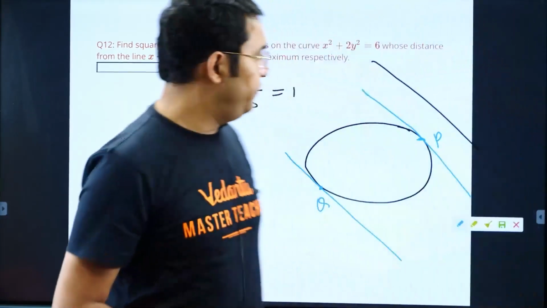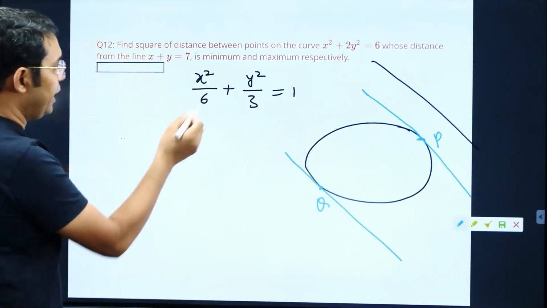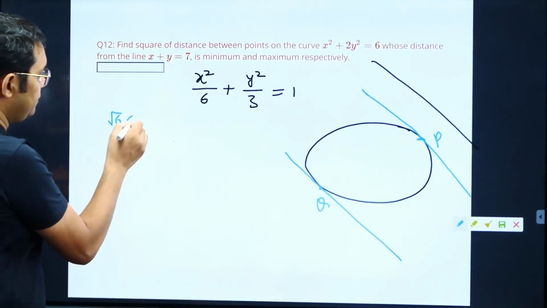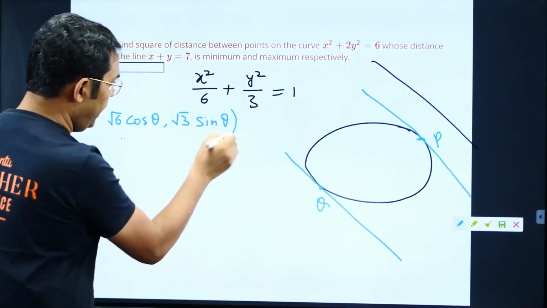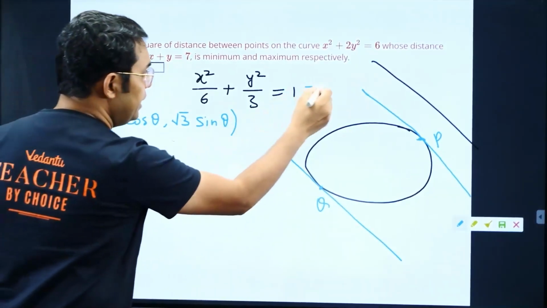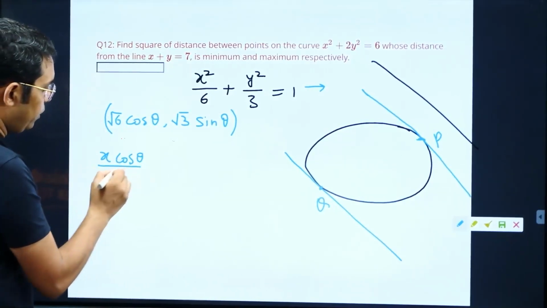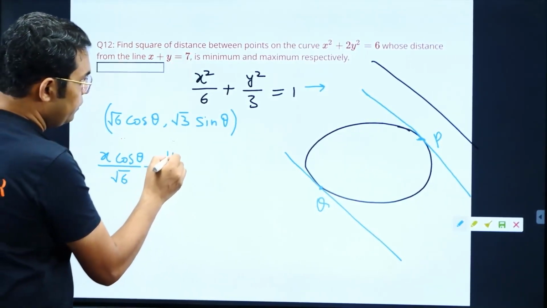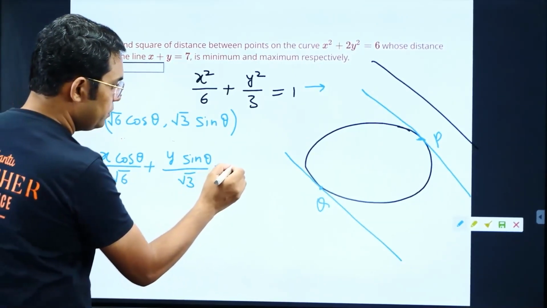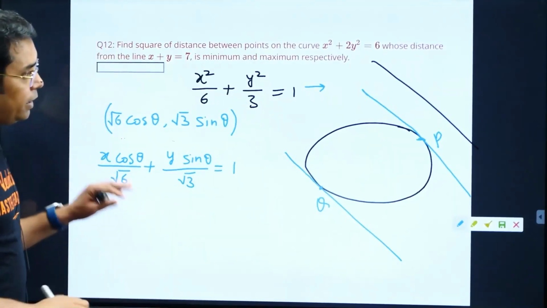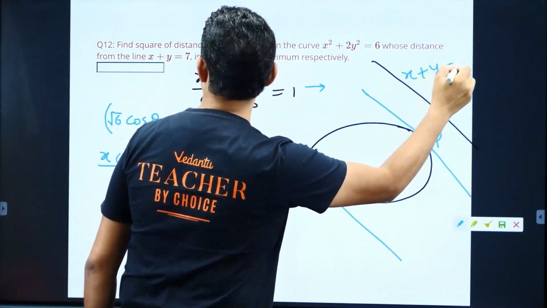Okay, now how to find these points P and Q, let us say. What we can do is take the parametric form of the ellipse. Any point can be taken as root 6 cos theta comma root 3 sin theta, and the equation of the tangent on this ellipse will be x cos theta upon root 6 plus y sin theta upon root 3 equal to 1. Now we want this tangent to be parallel to this line whose equation is x plus y equal to 7.